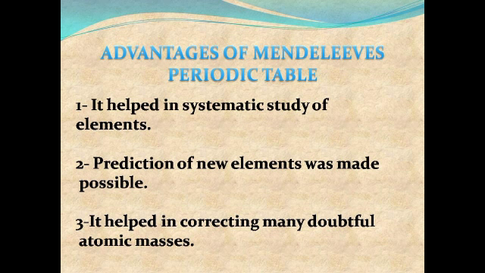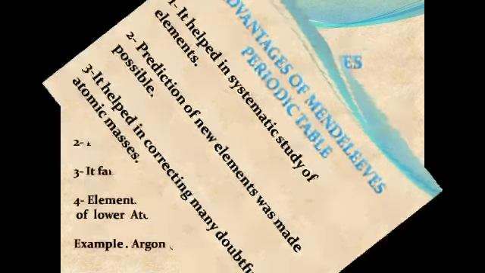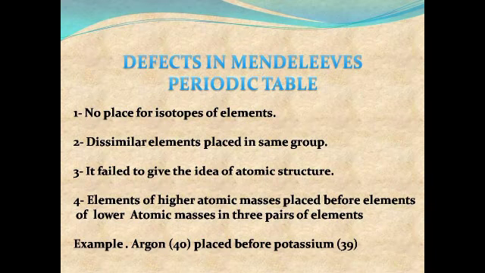Number 2, prediction of new elements was made possible. Some vacant spaces were left for those elements which were not discovered, so this periodic table helped in the prediction of those new elements. Number 3, it also helped in the correction of many elements having doubtful atomic masses. In this periodic table, along with the advantages, there were some defects also.